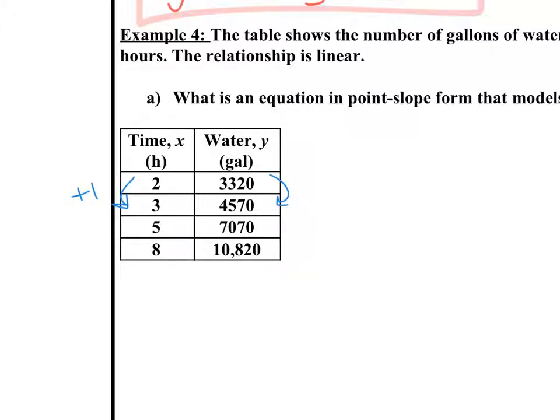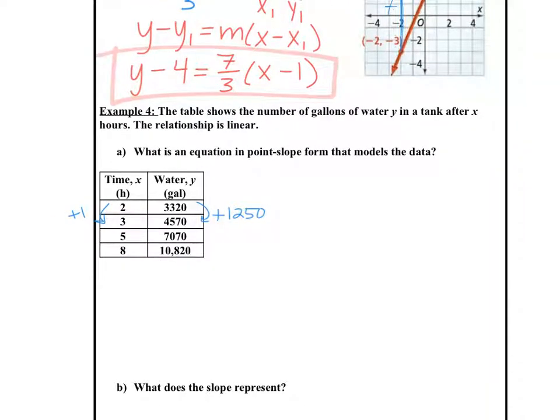What do we get for our change in y? It goes plus 1,250. Thank you. Your slope, change in y over change in x, would be 1,250 over 1, which you can simplify to just 1,250 if you'd like. For your point, it doesn't matter which one you choose from the table. I'm going to choose (5, 7,070). You can choose a different point. It'll still work.